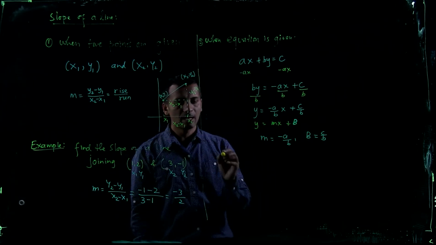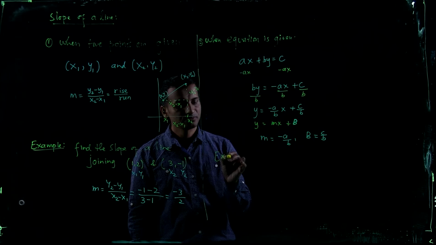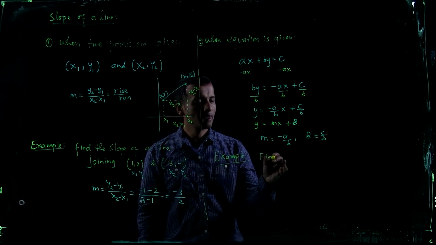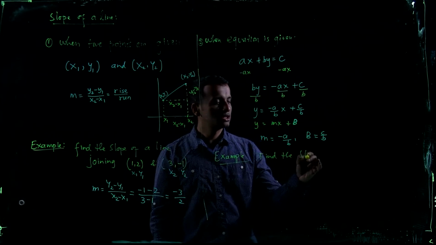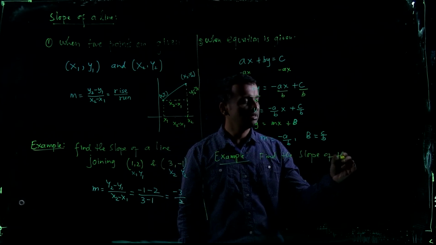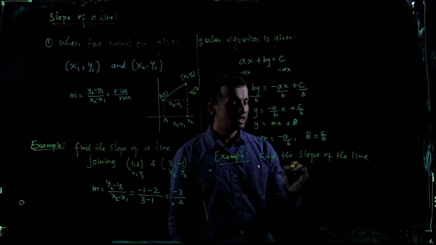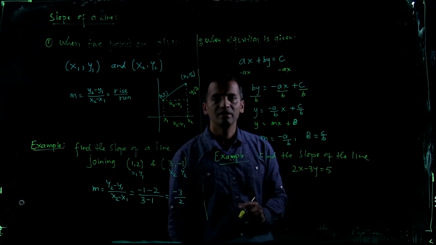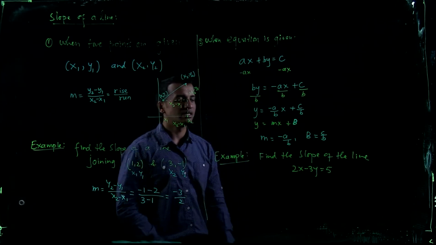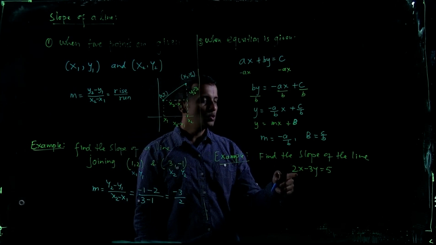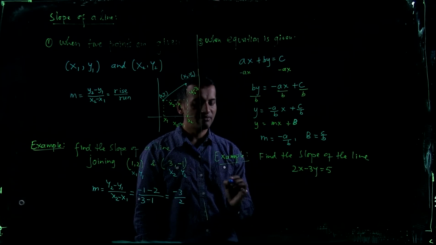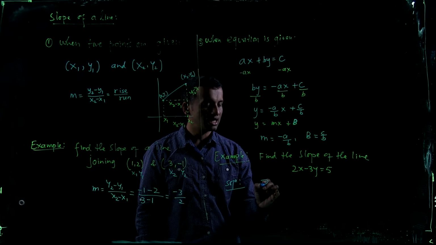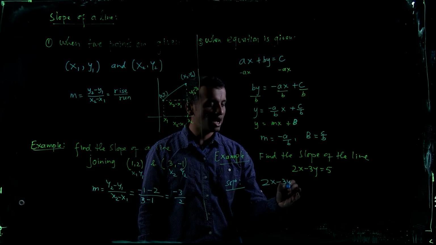Let me take one example. Find the slope of the line 2x minus 3y equals 5. How do I find the slope of this line? Here, 2x minus 3y equals 5 is the given equation. So the solution will be, let's write down the given equation again: 2x minus 3y equals 5.